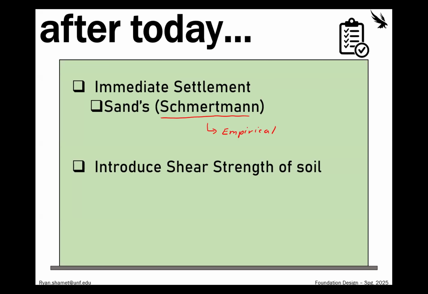And empirical is using real data to set functions and statistics to then use to predict. So it's data trained, rather than theoretical, which is just based off of a bunch of assumptions and the math behind it.